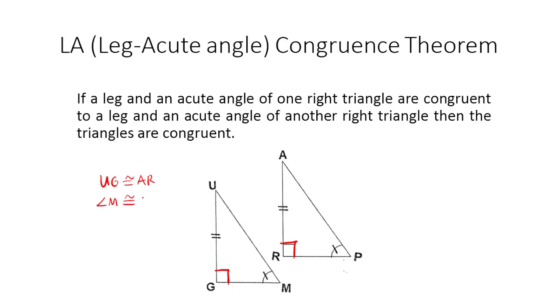Okay. So let us identify if UG and AR is a hypotenuse or leg. Is it hypotenuse or leg? Caitlin. Okay, so this is leg. So UG and AR is a leg. And we have acute angle. So therefore, these two right triangles are congruent under LA or leg acute angle congruence theorem.